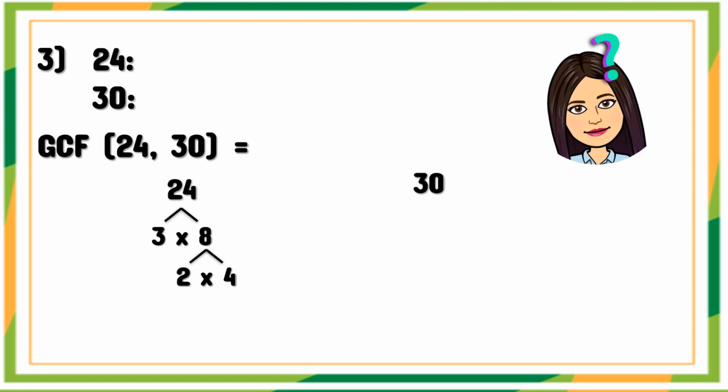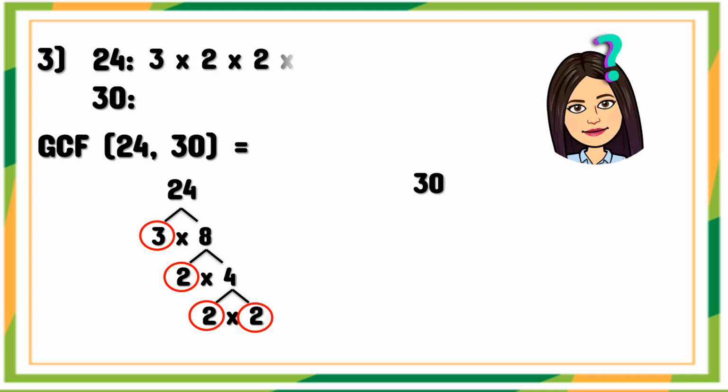2 is already a prime number, so let's now find the factors of 4, which is 2 times 2. So the prime factors of 24 are 3, 2, 2, 2, or 3 times 2 times 2 times 2.